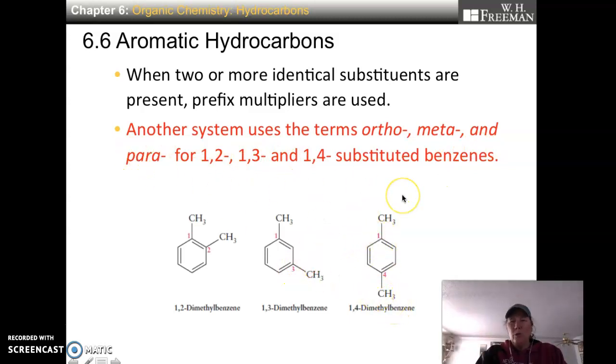I'm just showing them to you. You don't have to worry about it. We're just going to go with 1,2-dimethylbenzene, 1,3-dimethylbenzene, 1,4-dimethylbenzene. And again, these would all be isomers of each other because they have the same amount of carbon, same amount of hydrogen, and that kind of stuff. Okay, but again, we'll just stick with the locators. You'll see these sometimes. Don't get confused by them, but we're just going to go with the numbers.